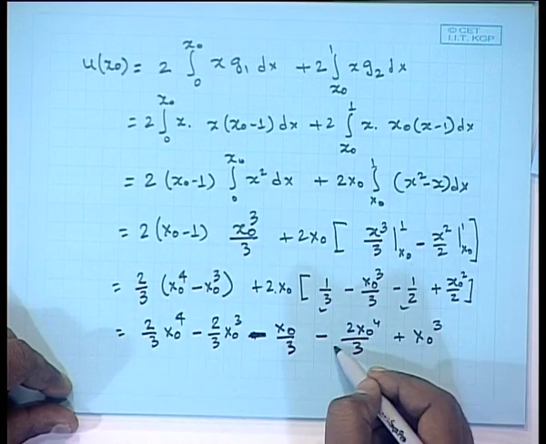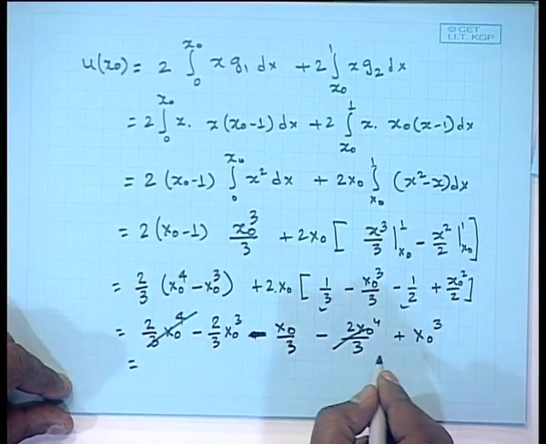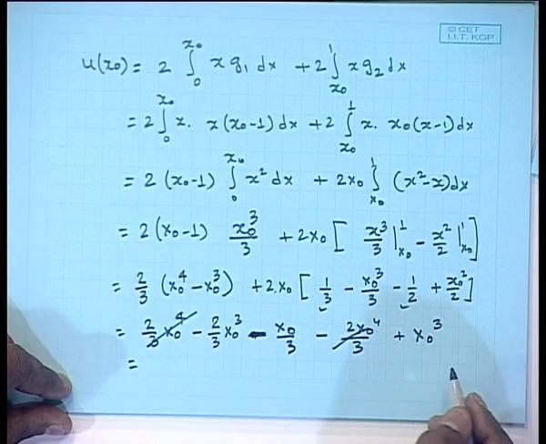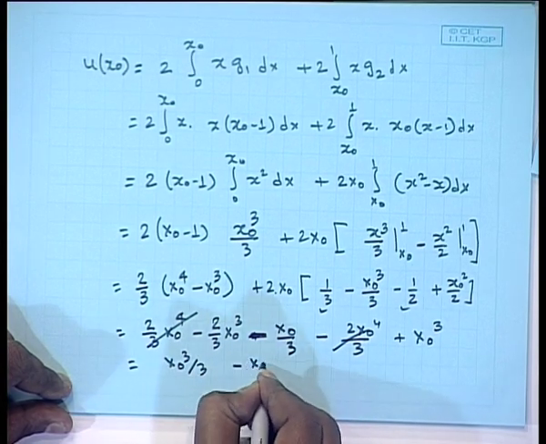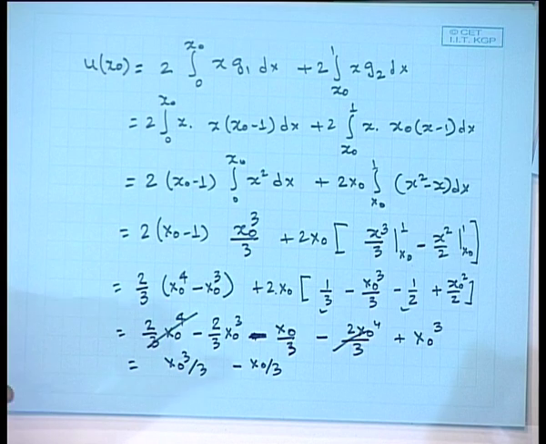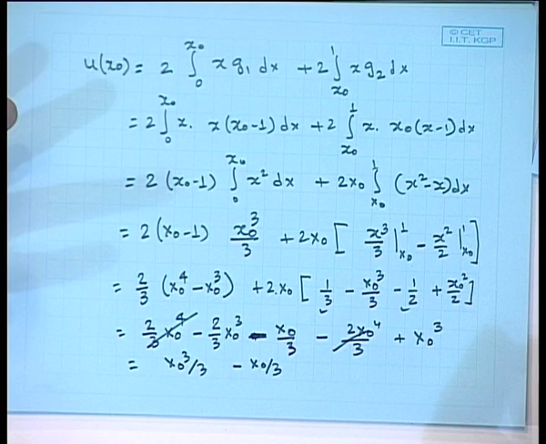Right. These two will be cancelled out. 1 minus 2 by 3 is 1 upon 3, right. So, x naught cube by 3 minus x naught by 3, right. Now, you got u x naught as a function of x naught, you change x naught into x and you will be getting u x as x cube by 3 minus x by 3. What was the solution? That was the same solution, x cube by 3 minus x by 3.